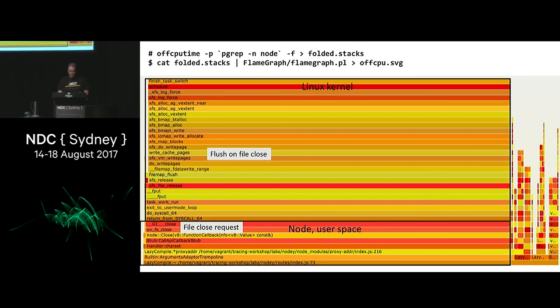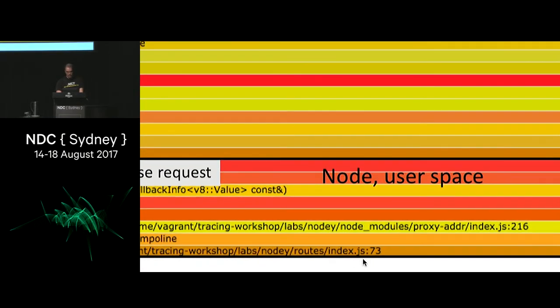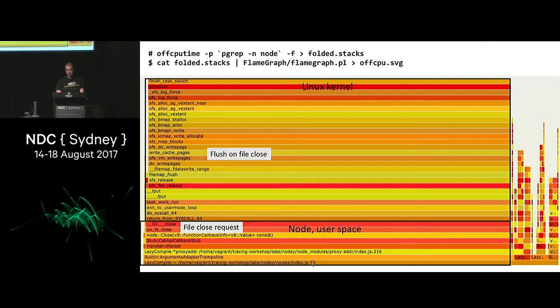But that's not the point. The point is that we are synchronously closing that file and blocking the event loop, because this is all happening, again, from index.js line 73. If we had done this asynchronously, we wouldn't be blocking the event loop while closing the file. So this is clearly time spent in synchronous file I/O.